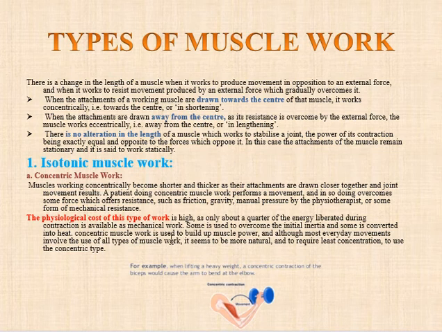Physiological cost of this type of muscle work is high, as only about a quarter of energy liberated during contraction is available as mechanical work. Some is used to overcome the initial inertia and some is converted into heat. Concentric muscle work is used to build up muscle power, and although most everyday movements involve the use of all types of muscle work, it is more natural because of least concentration to use the concentric type. For example, when lifting a heavy weight, a concentric contraction of the biceps would cause the arm to bend at the elbow.